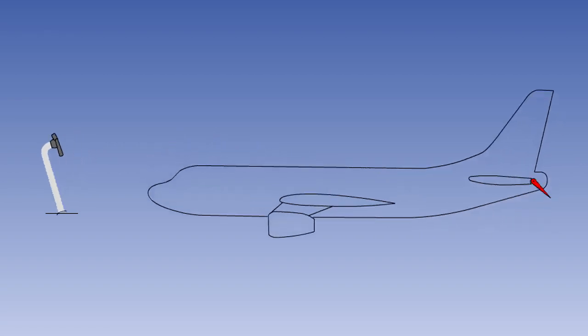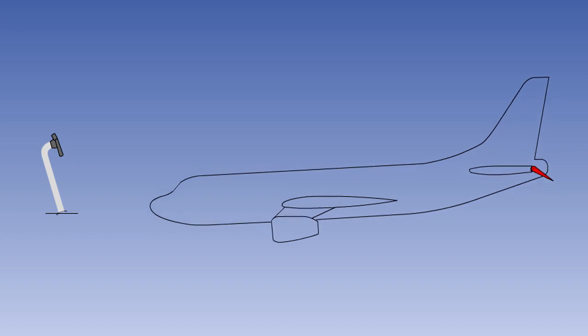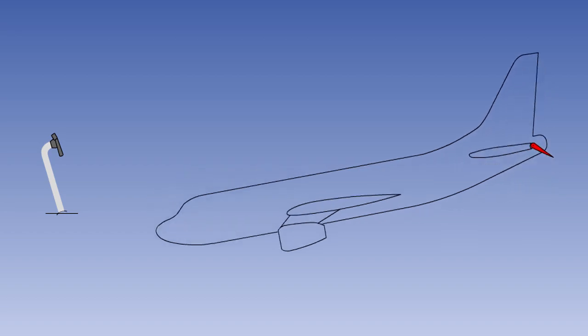If the pilot pushes the yoke or stick away from himself, then the elevator will move down. An up force will now be produced on the tail, which will pitch the nose of the aircraft down.